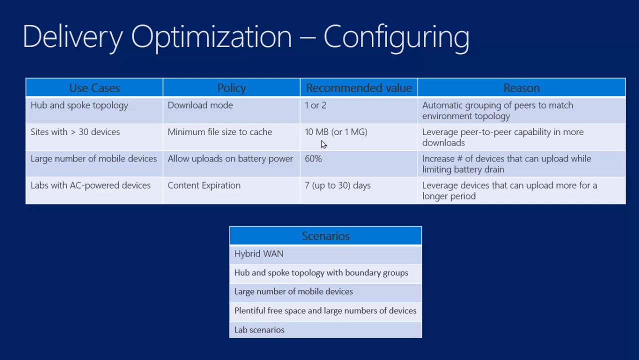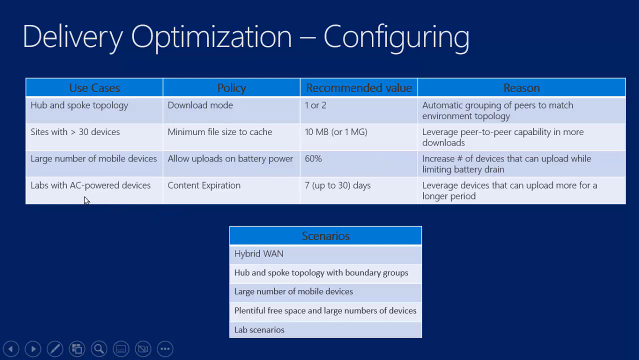So you might set, like I have in my lab, that the minimum file size to cache is 1 meg. I'm not necessarily going to cache all 1 meg files, depending on what the delivery optimization service wants to do, but I can allow for that. Large number of mobile devices, great. Are they going to allow uploads on battery power? The recommendation would be, the cutoff is 60%. Once they fall below 60%, they maybe would not want to participate in delivery optimization, just to preserve battery life.